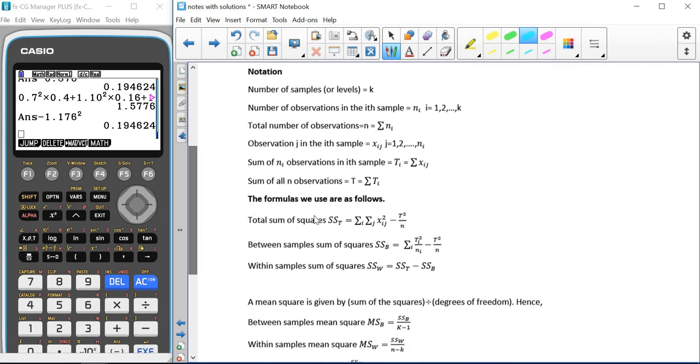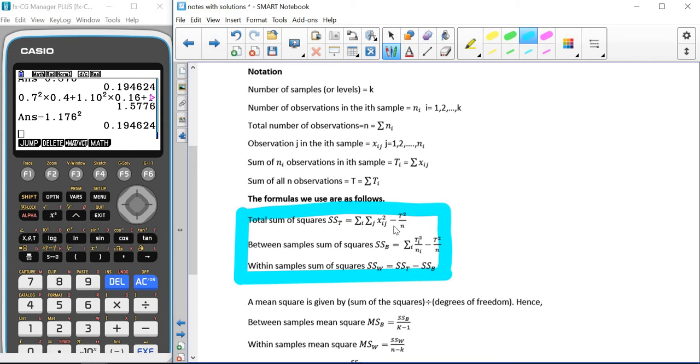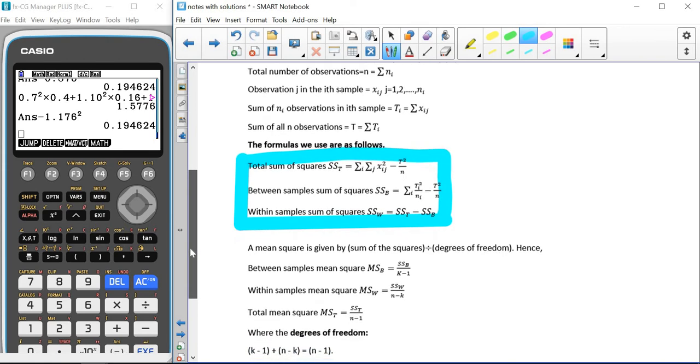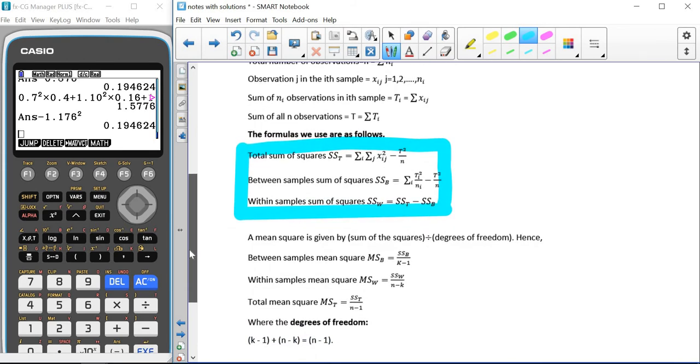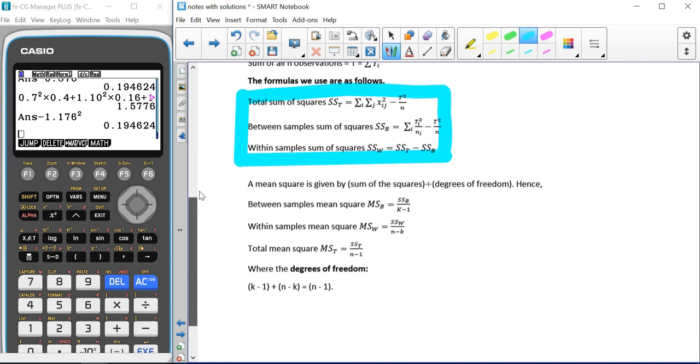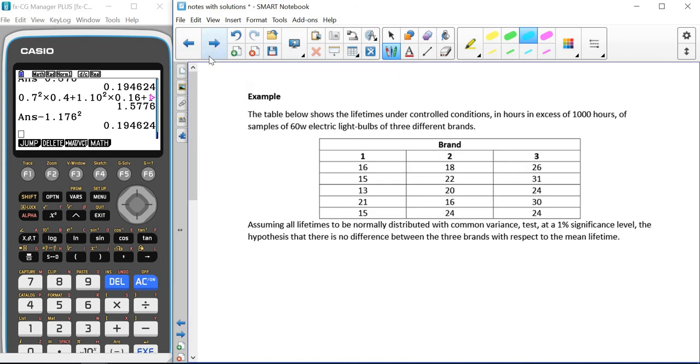In your formula booklet you are given these formulas, which help remind us how to calculate it. We're given the SST, the sum of the squares of the totals. We're given the SSB, the sum of the squares between the groups, and the SSW, the sum of the squares within the groups, which is the total minus the between. So we're going to have a look at an example.